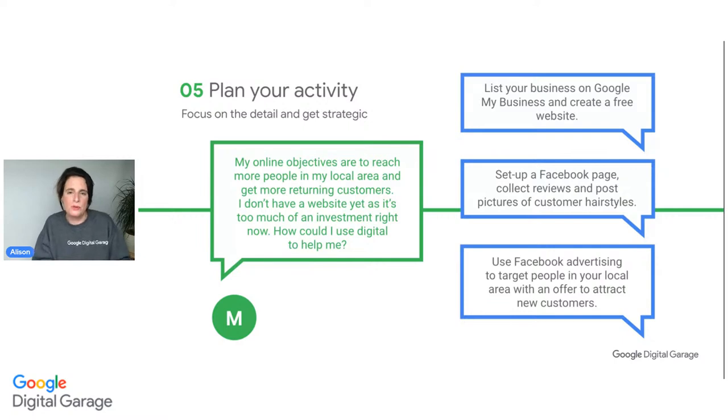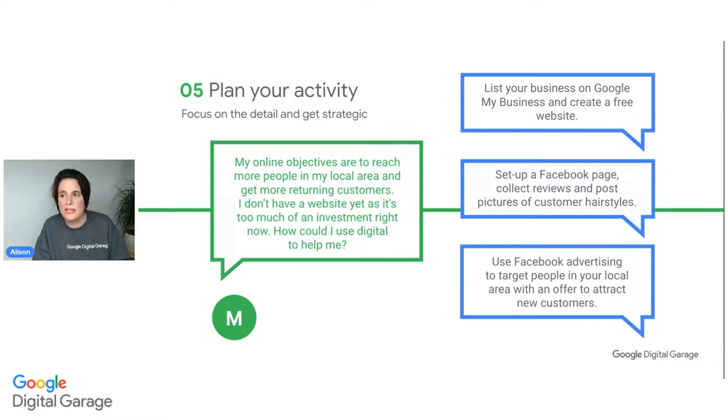With Max's audience being women in their 30s with kids, he's identified they're on Facebook. So the type of content he puts on that Facebook page really needs to appeal to that audience and entice them to come and make a booking at his salon. Additionally, using Facebook advertising could be really useful for Max to target people in the local area with an offer, and that could help attract new customers.